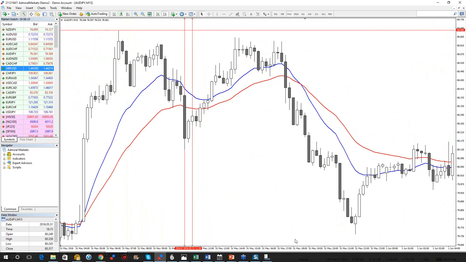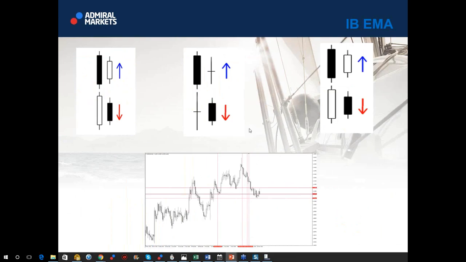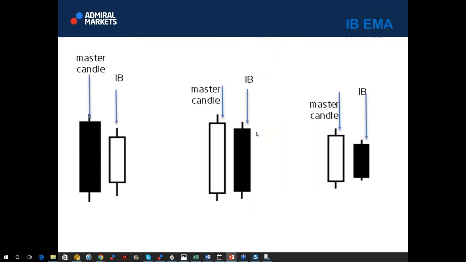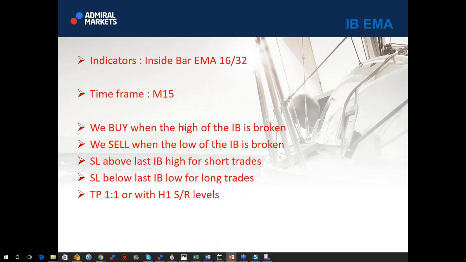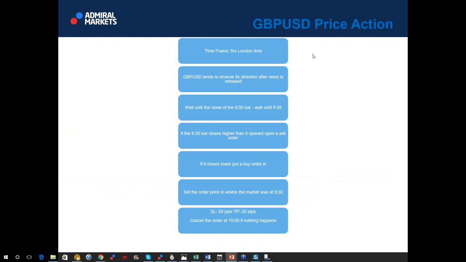And here again, I will show you. This is your trigger, and this is for M15. And here you see the rules for pound dollar news trading. So if you have any questions, now you can ask me. If you don't have any questions, we can assume that everything is clear. As I'm telling you, price action can be very, very easy to trade.